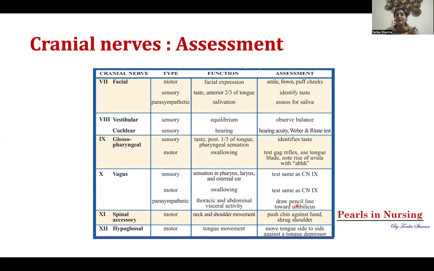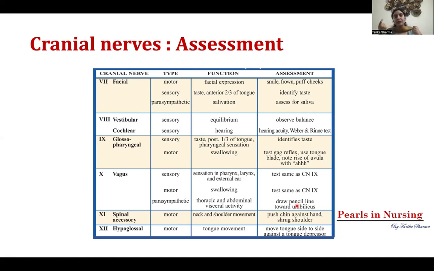At the same time, we have to assess the hearing acuity of the person, for which we can perform Weber's test or Rinne's test. Weber's test and Rinne's test are performed with the help of a tuning fork, to assess the lateralization of the sounds, or the air conduction and the bone conduction. When we talk to our patient, if the person is able to listen to us and is responding well, it means he has proper hearing acuity.